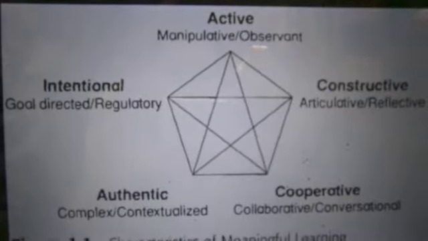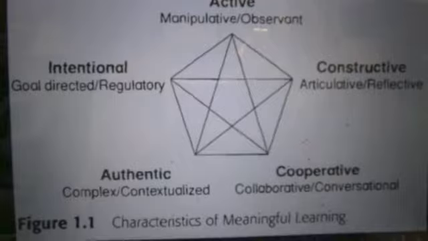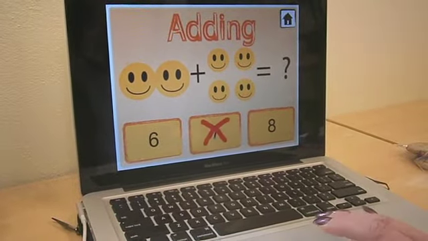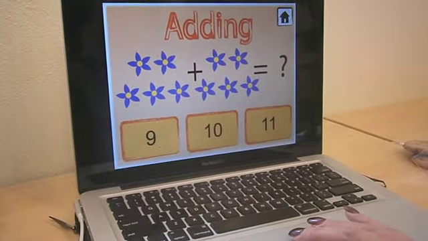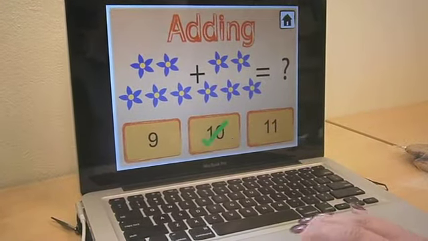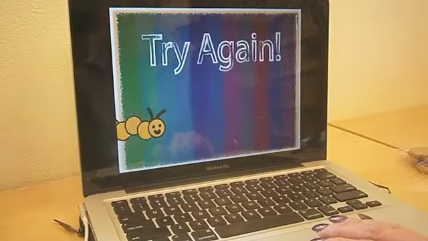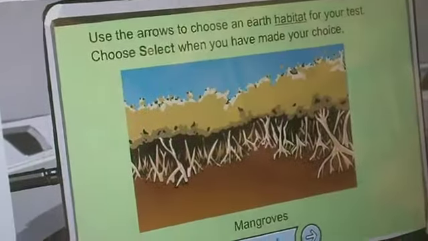Jonassen states that tasks that require intentional, active, constructive, cooperative and authentic processes will result in meaningful learning. Let's look again at our two resources. KG Maths is active, intentional and authentic. It could be cooperative, but has no opportunities for students to reflect, so is not considered constructive. You often only get a tick or a cross.